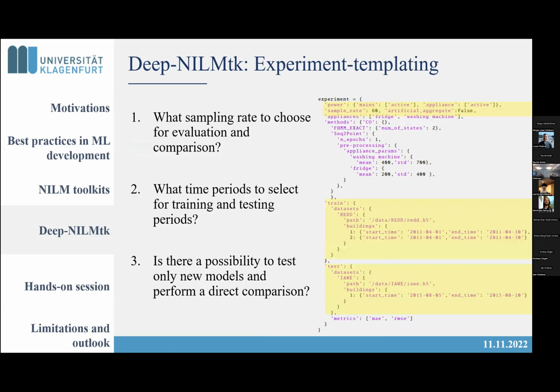Okay, and then we had the idea to address this problem of templating and to use data templates that have already been designed. So we don't have to waste a lot of time checking what's the best sampling rate, what are the best buildings to use, and what are the best start and end times for testing and evaluation. This could be predefined and shared by scholars who have deeply investigated this, for others to use.